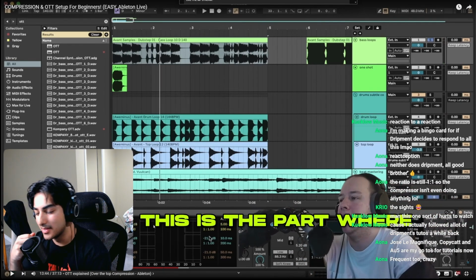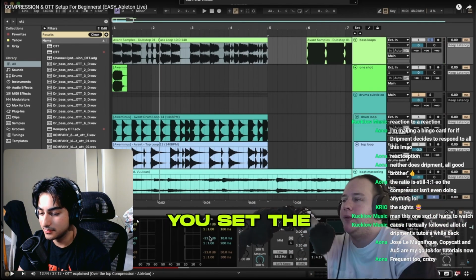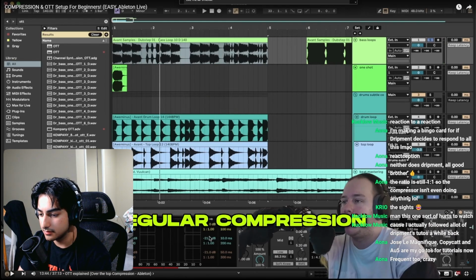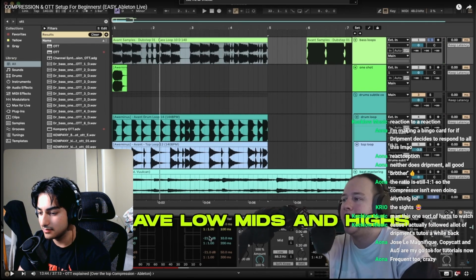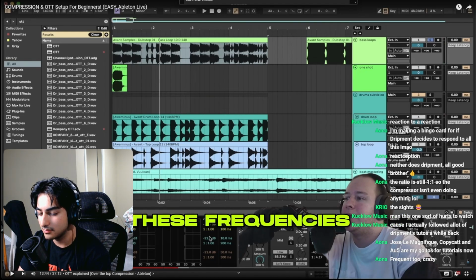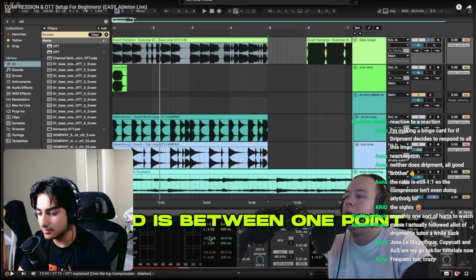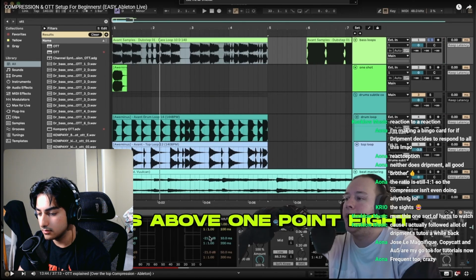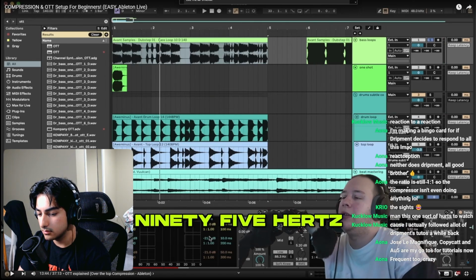This is the part where you said the upwards compression. This is where you said the downwards regular compression. You have low, mids, and highs separated by these frequencies. Mid is between 95 hertz and 1.8 kilohertz. High is above 1.8 kilohertz. Low is below 95 hertz.